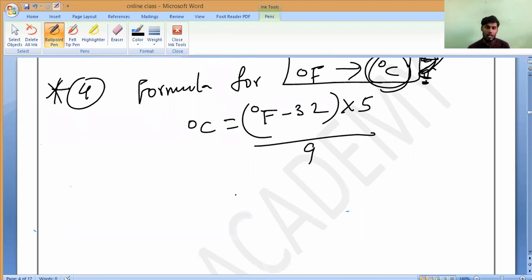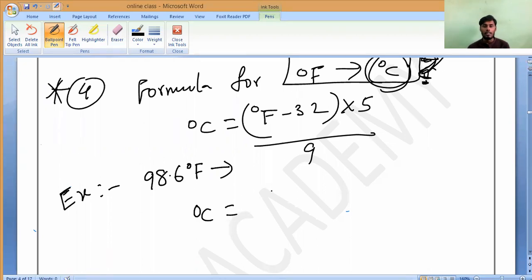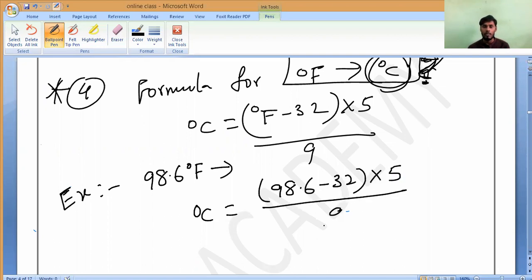Now this is the formula while you are converting degree Fahrenheit to degree Celsius. Now suppose, for example, the given temperature is 98.6 degree Fahrenheit. Let us check it now. We have to convert it. How can we do it? Degree Celsius is equal to degree Fahrenheit, 98.6 minus 32, into 5 divided by 9. So now start solving: 98.6 minus 32.